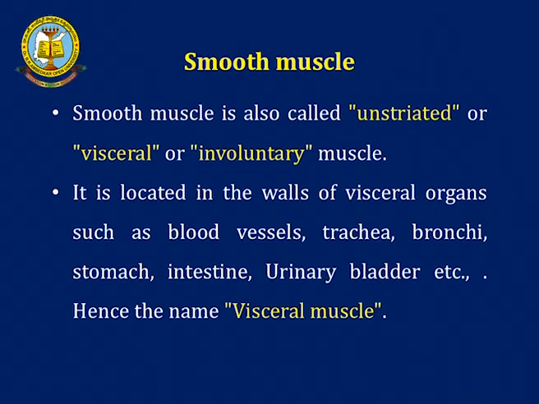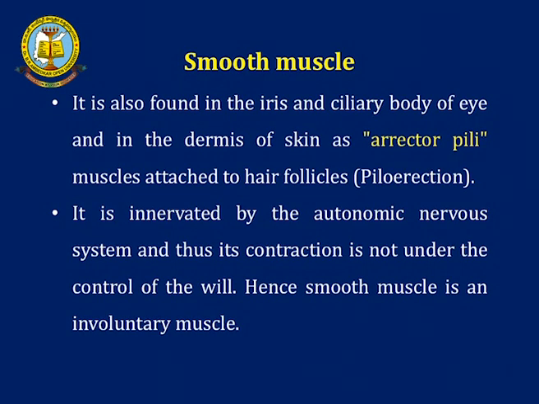It is located in the walls of the visceral organs such as blood vessels, trachea, bronchi, stomach, intestine, urinary bladder, etc. As all these organs are internal organs, they are also called visceral organs. Hence, the smooth muscle is also called visceral muscle. It is also found in the iris and ciliary body of the eye, and in the dermis of the skin as the erector pili, muscles attached to the hair follicles. As it is related to hair follicles, it helps in piloerection.